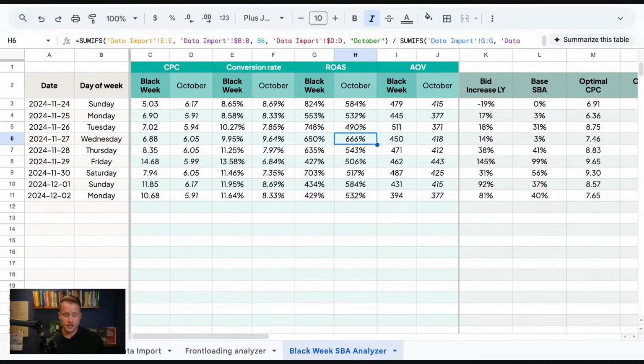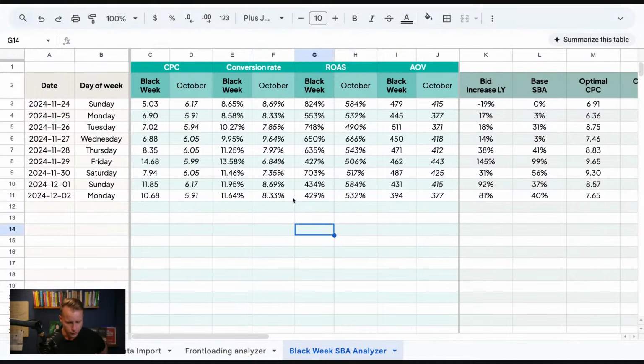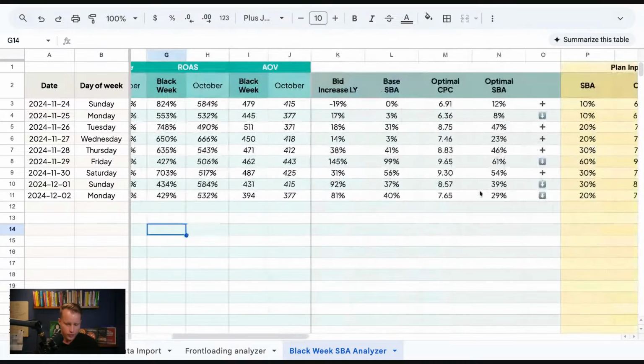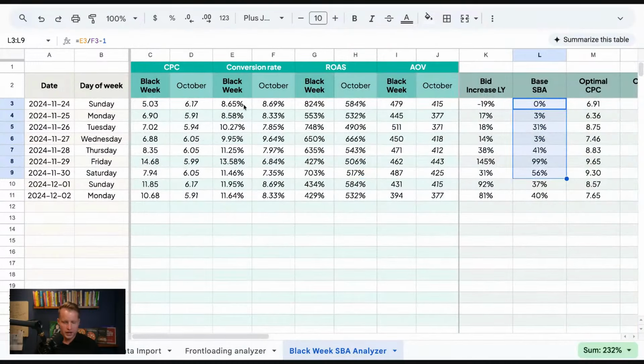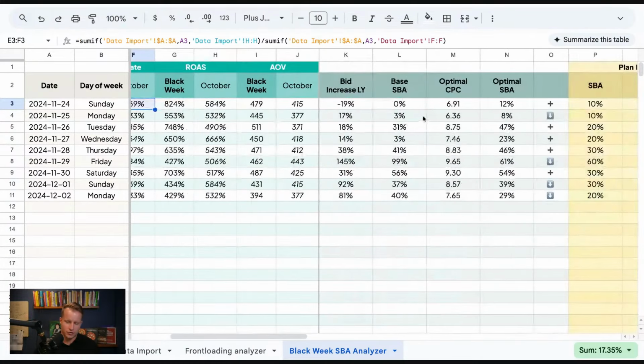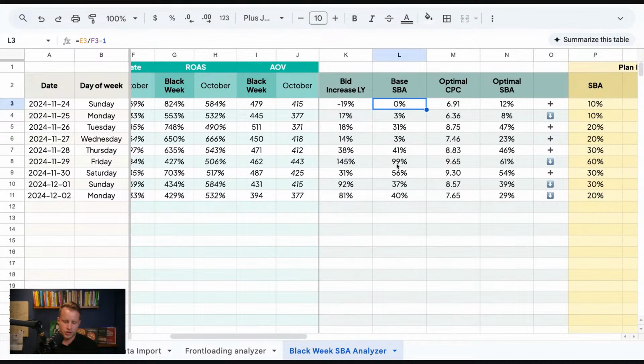So as you can see here, these are the numbers that we pulled in from before. That's very similar. So the way I'm going to use this, the way that I look at it when I go into it, is that I'm going to flip over here and see, okay, what are the calculations saying? So these were the bid increases last year. This is what, purely on a conversion rate comparison, meaning that the conversion rate here is basically the same, it's saying we shouldn't use a seasonal bid adjustment.